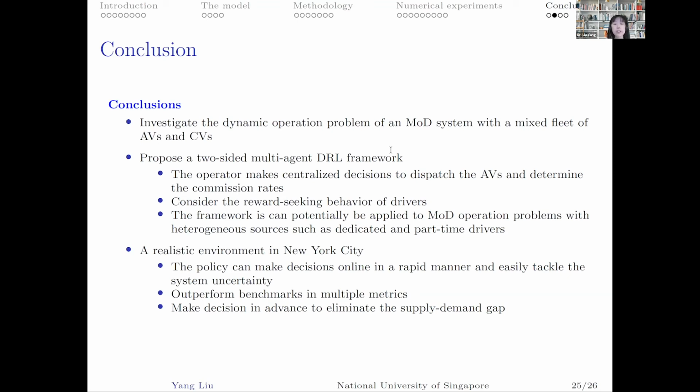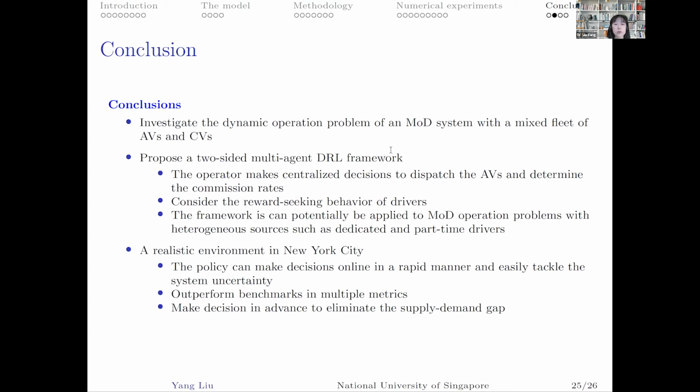Okay, so we consider the behavior of the driver, and we also try to protect the benefit of the driver while we make the matching and relocation decisions. This framework can potentially be applied to other types of operational problems in MOD, such as when we have heterogeneous sources, such as dedicated drivers and part-time drivers. The dedicated driver may fully comply with the decision of the operator, while the part-time driver makes their own decisions. And this is the realistic environment.